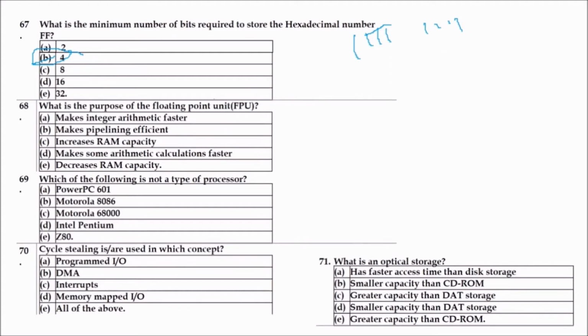It makes some arithmetic calculation faster. FPU, from floating point unit. So we'll go with D. It makes some arithmetic calculation faster.